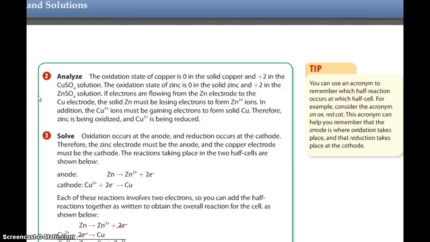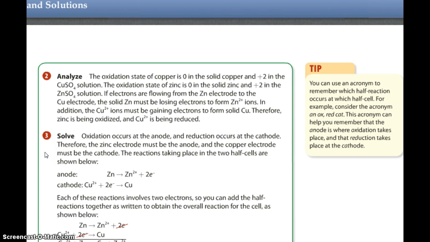If electrons are flowing from the zinc electrode to the copper electrode, the zinc electrode must be losing electrons to form the zinc 2+ ions. In addition, the copper +2 ions must be gaining electrons to form the solid copper. Therefore, zinc is being oxidized and copper +2 is being reduced.